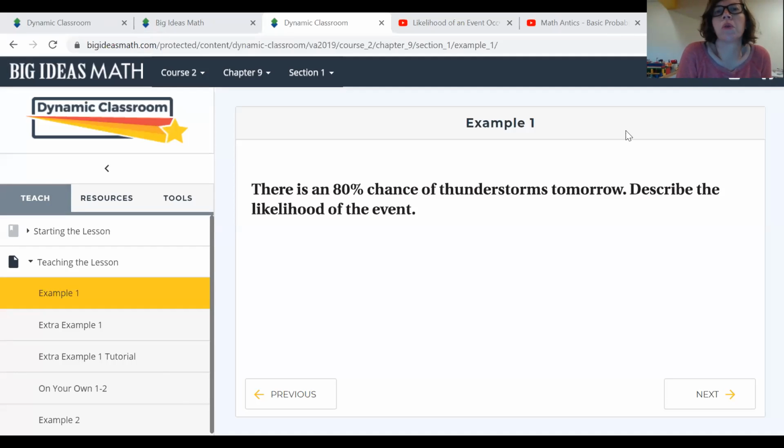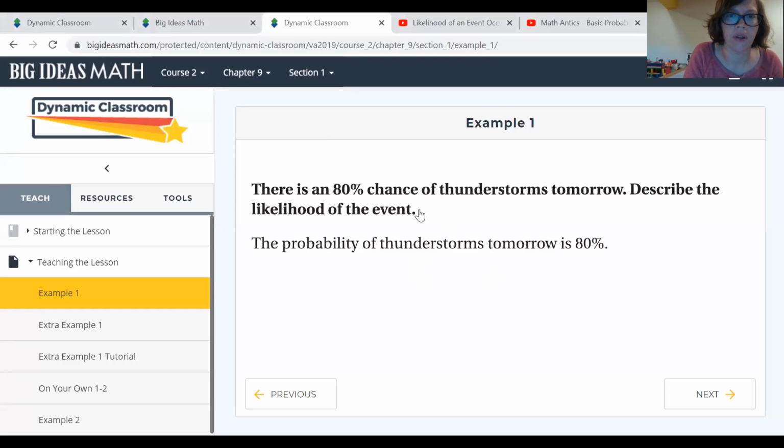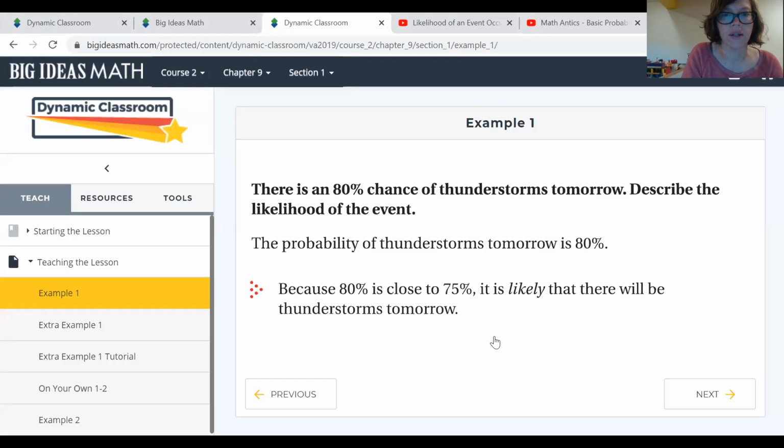All right, we're back at Big Ideas Math, and this is from Chapter 9, Section 1, Example 1. There's an 80% chance of thunderstorms tomorrow. Describe the likelihood of the event. The probability of thunderstorms tomorrow is 80%. Remember, we said probability could be expressed as a percent. So the probability is 80%. And because 80% is close to 75%, it is likely that there will be thunderstorms tomorrow.